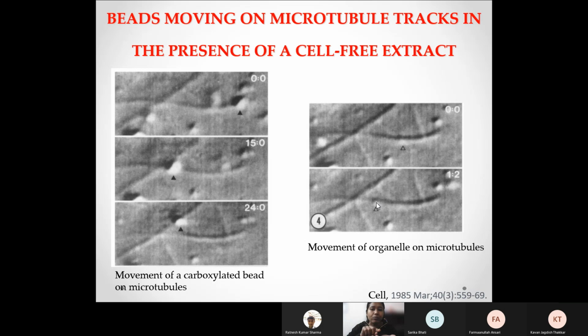And what do you see? You see the movement of the beads. So there's something in that cell-free extract that is causing this movement. There's some motor there.